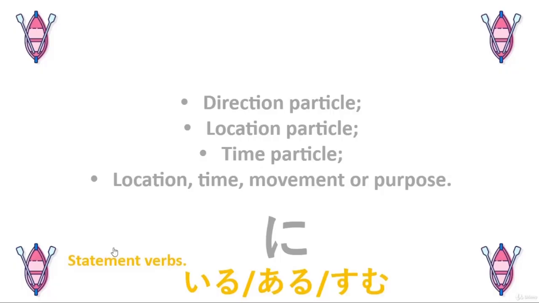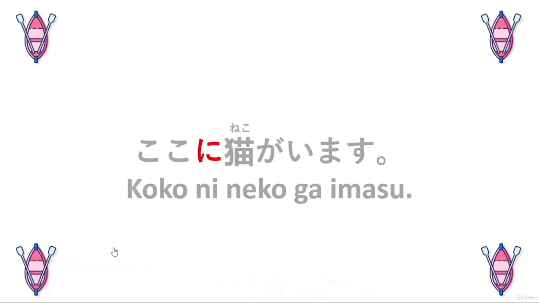When we're talking about ni as a time particle, we use it for hours, days of the week, months, okay? So we say the hour and then particle ni. But to make it more clear for you, let's take a look at those examples. ここに猫がいます。ここに here for location, right? 猫がいます。猫 is a cat, がいます there is. So there is a cat here. It is located here.